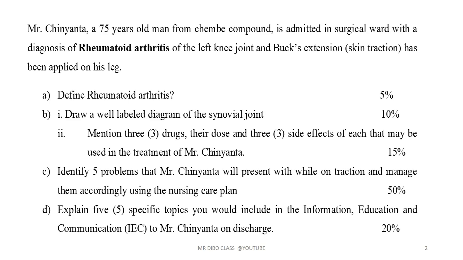So part A, they are asking us to define rheumatoid arthritis. Part B1, they are asking us to draw a well-labeled diagram of synovial joint. Then B2, to mention 3 drugs, their dose, and 3 specific side effects that may be used in treatment of Mr. Chinyanta. Then C, to identify 5 problems that Mr. Chinyanta will present with while on traction and manage them accordingly using the nursing care plan. Then D, to explain 5 specific topics that you would include in your IEC. So let's get started, and let's start with part A.